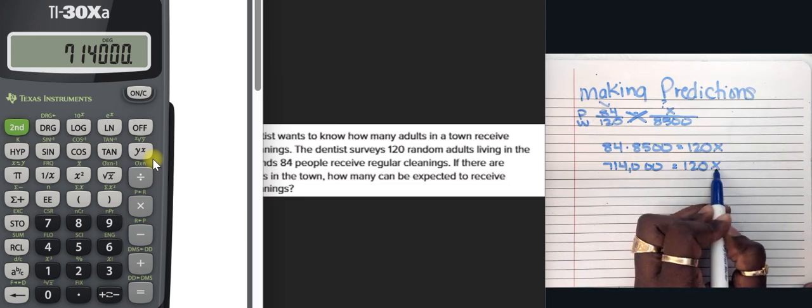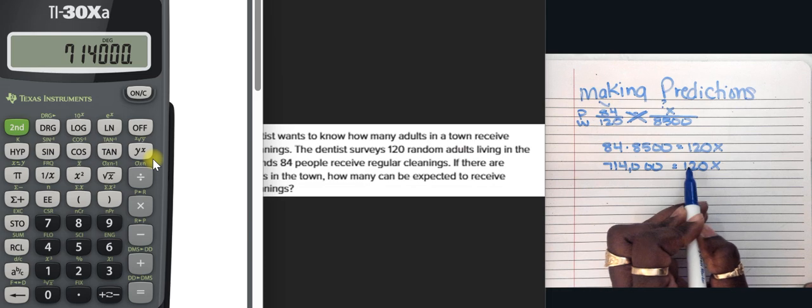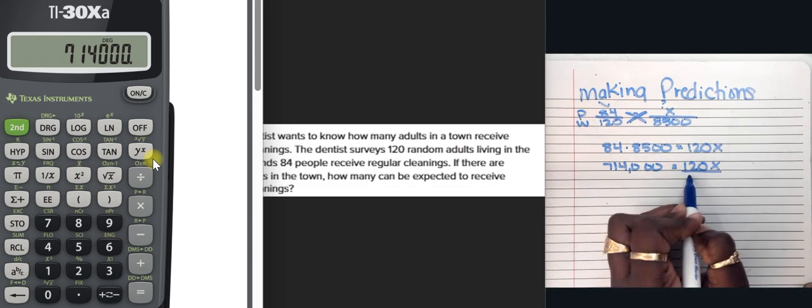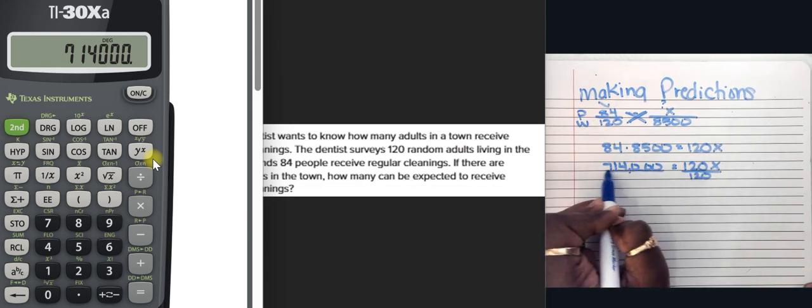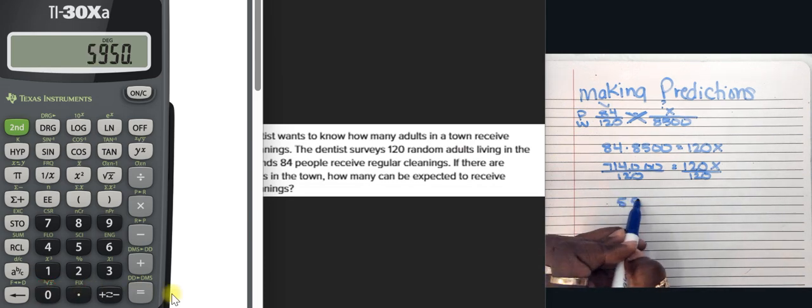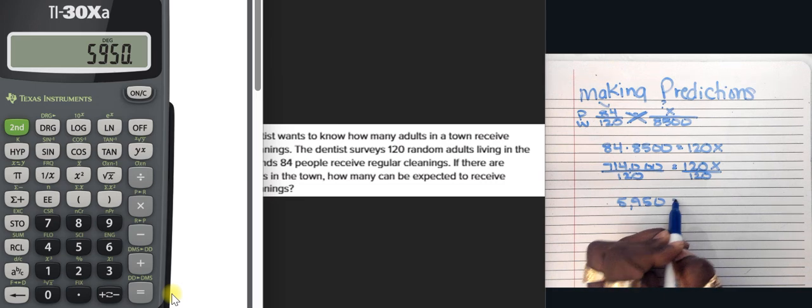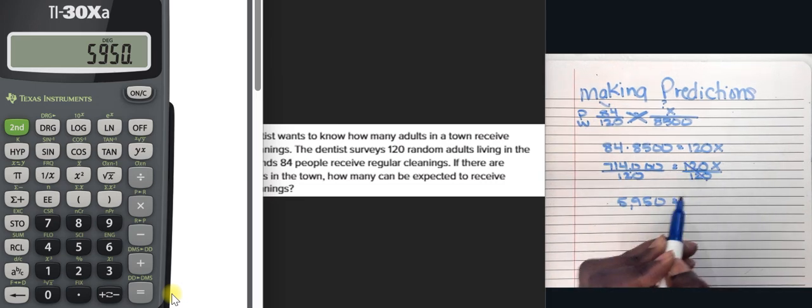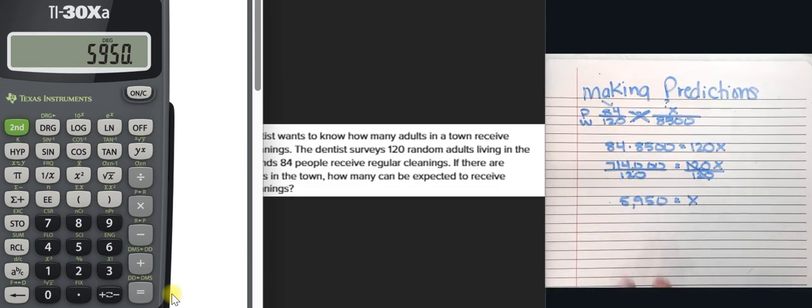Remember, the variable is not isolated because it is being multiplied, so we need to use division to isolate the variable. So we're going to divide both sides by 120. When we divide both sides by 120, we end up with 5,950, and that is equal to 120 divided by 120 becomes 1x. So x is going to be 5,950. So in this case, this means that 5,950 people are expected to get their teeth cleaned.